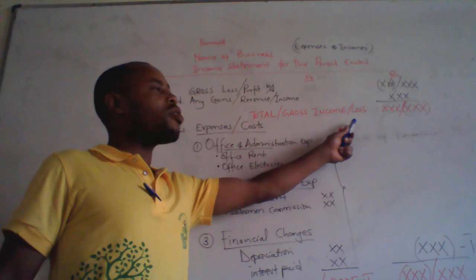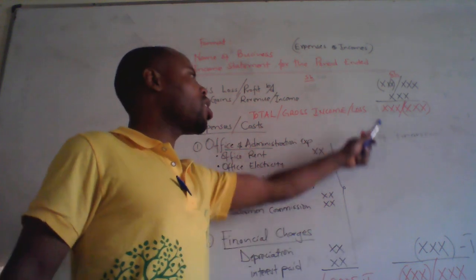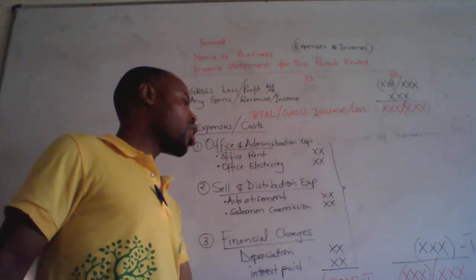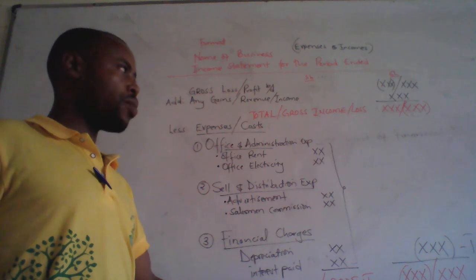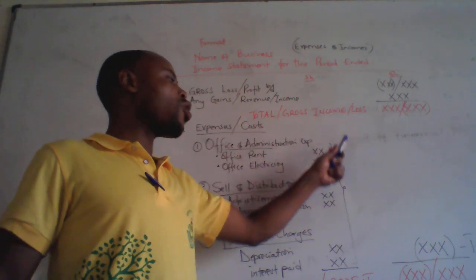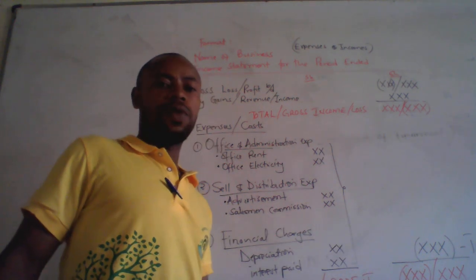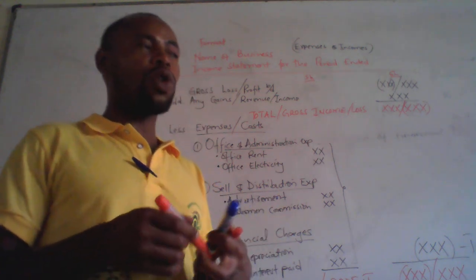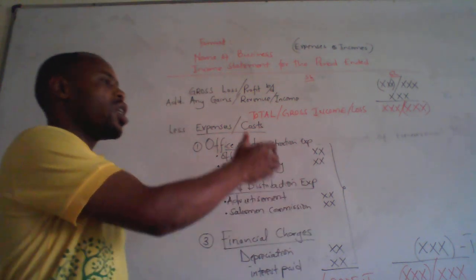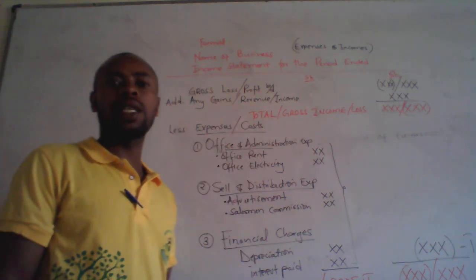If you arrive at a gross loss and you get the expenses, a gross loss is a negative figure. When you add the expenses, you arrive at a net loss. If you had gross income and you less the expenses, you'll arrive at the net profit. That is how we simply prepare what we call an income statement, and the format of an income statement is well demonstrated here.